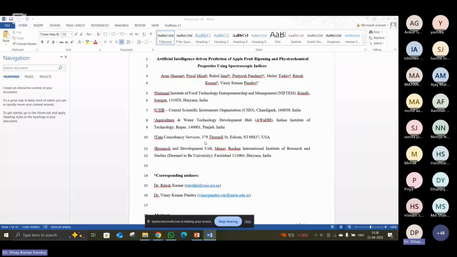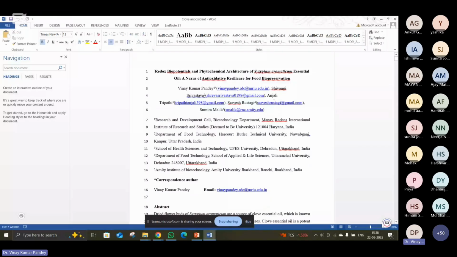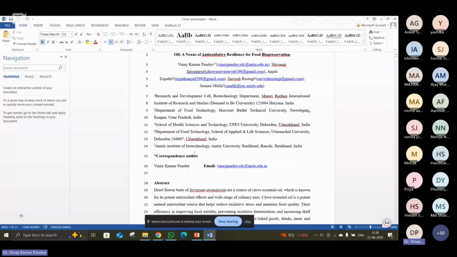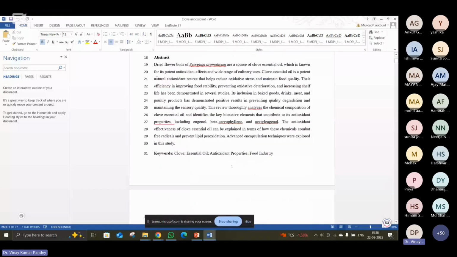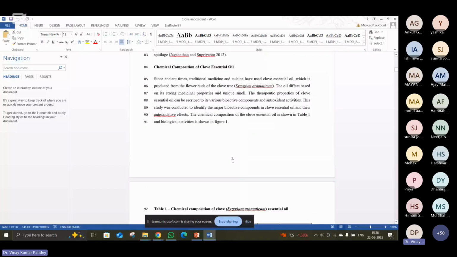Okay, see, this is a review paper. This is one of my PhD papers which already got published, so I can show you over here. We worked in collaboration. I, including some of my students and some of my colleagues, worked on this. Here is the abstract, keywords, introduction. Then this is the table.